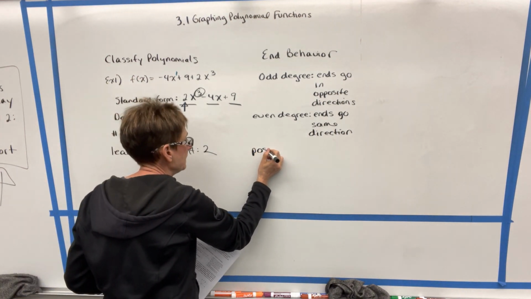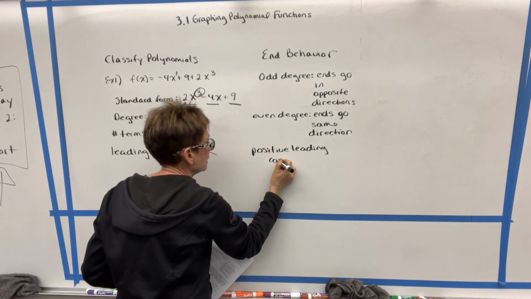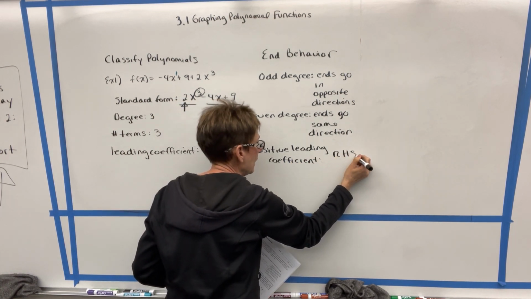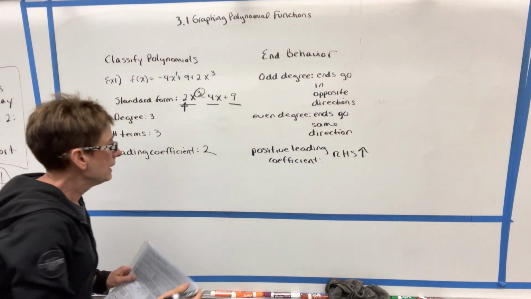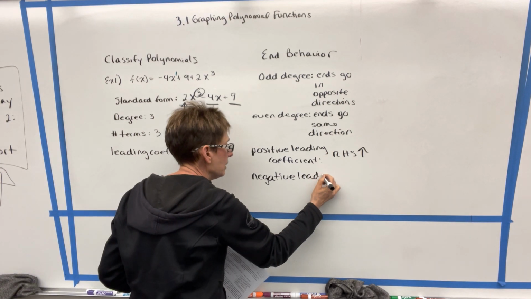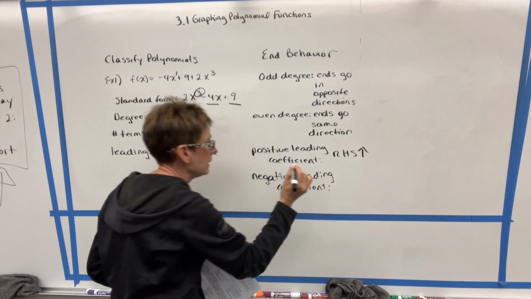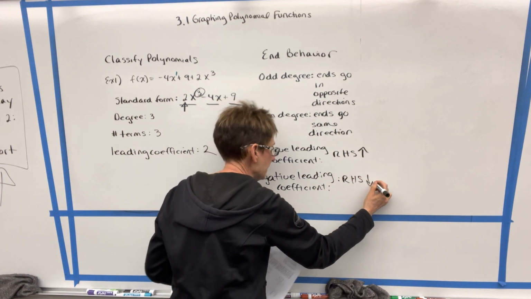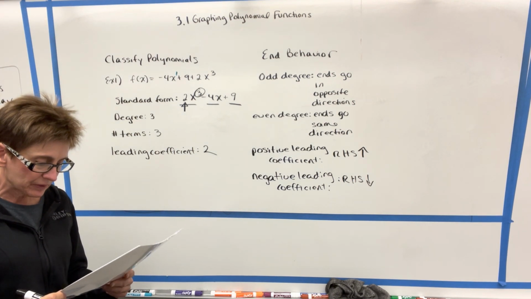If we have a positive leading coefficient, that means that the right-hand side, and I'm abbreviating that RHS, goes up. What do you think happens if there is a negative leading coefficient? If there is a negative leading coefficient, the right-hand side goes down.